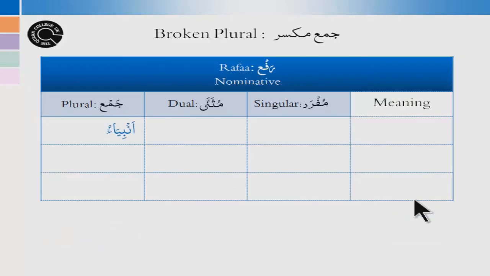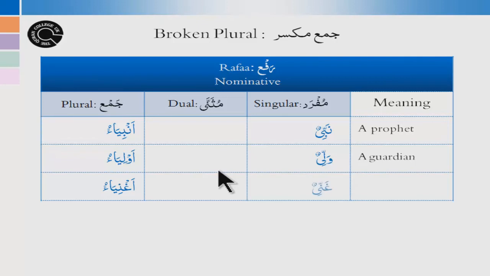Let's see some more. Anbiya'un, and that is a broken plural of nabiyun. I said anbiya'un, I didn't say anbiya'un. That's the tajweed rule that you have to apply. If noon is followed by ba, you have to make it a sound of meem. Awliya'u, and that is a broken plural of waliyun.